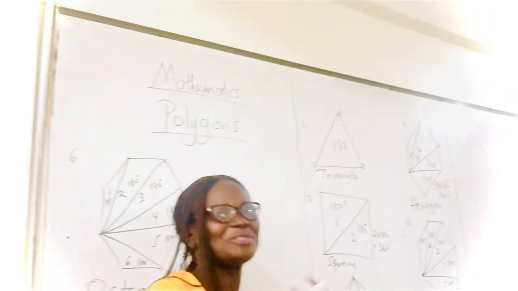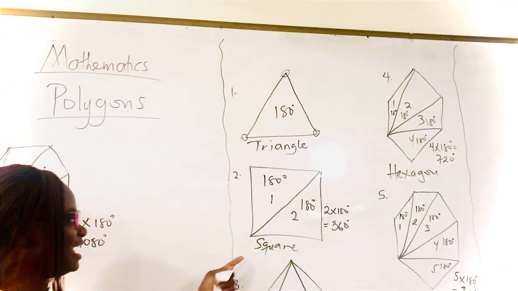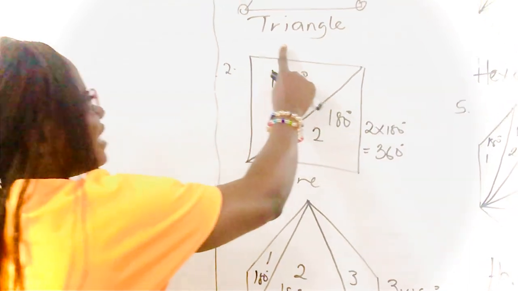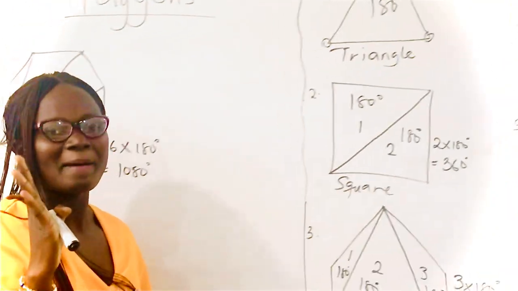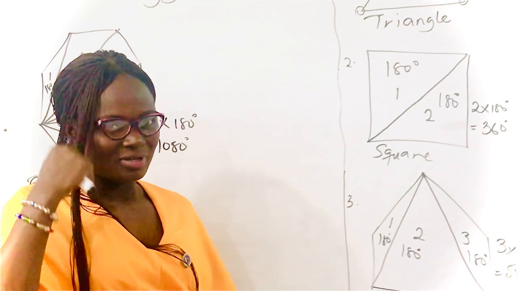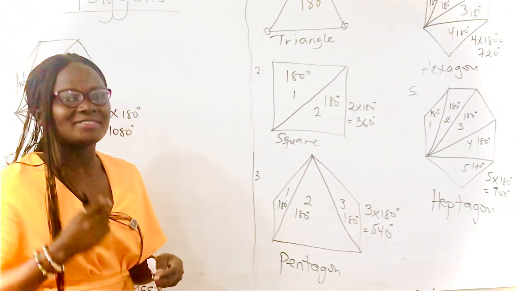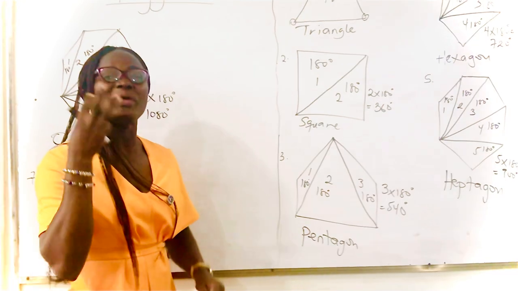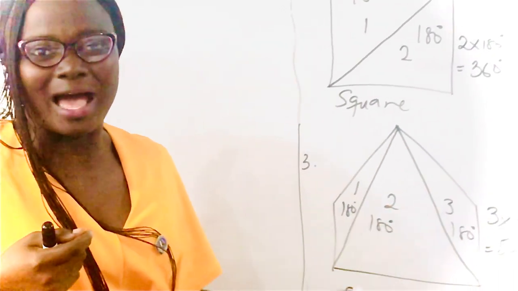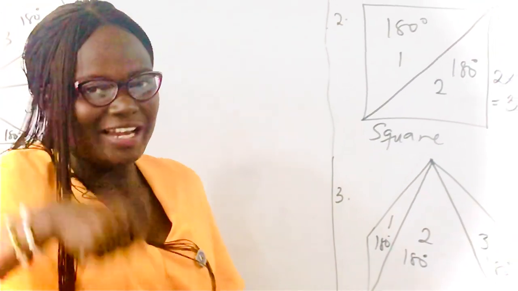Now let's also come back to our diagrams. Looking at our diagrams, let's look at the square or the quadrilateral. We were having a total number of how many sides? 4 sides. But out of the 4 sides, we only had 2 triangles from it. Let's go to the second one. We were having a total number of 5 sides. And out of the 5 sides, how many triangles did we get? We had 3 triangles. So we can conclude that the number of triangles is 2 less than the sides.